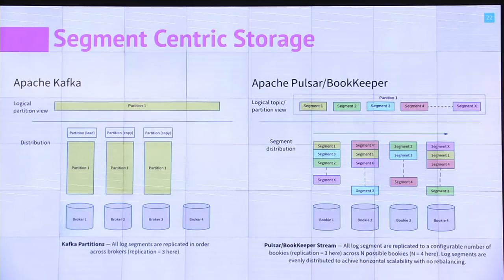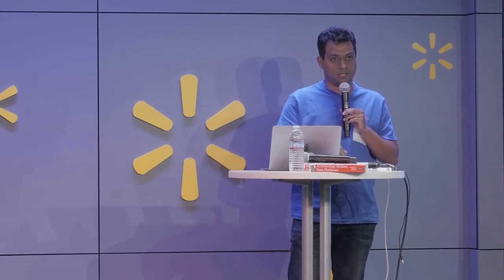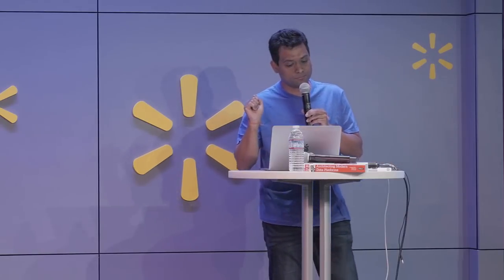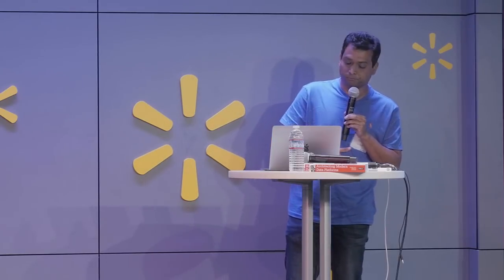And the other huge difference is that, yeah, go on. So I think that will probably get clear with this. So the question was, how do you map bookies and brokers? So that comes to the segment centric design.